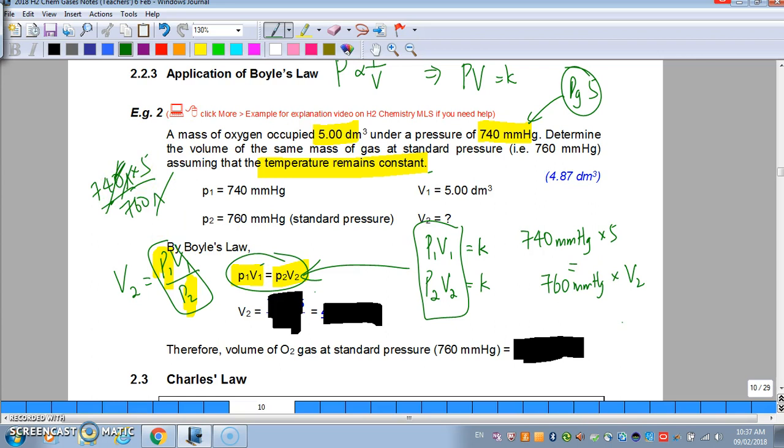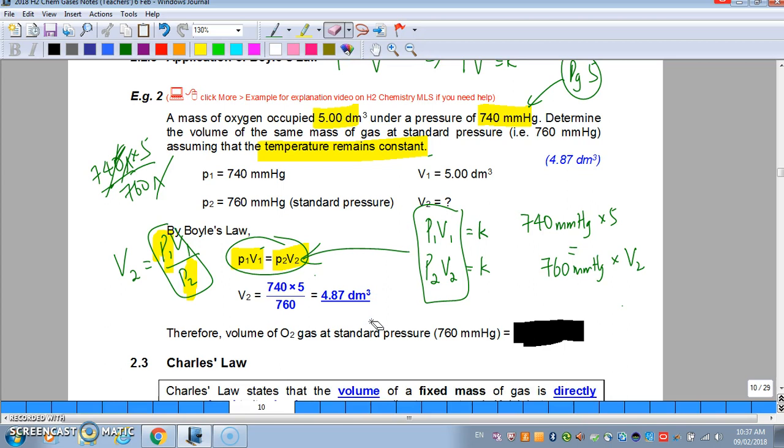Later you will see why I'm bringing this point, because for temperature you will need to change the units, and only for temperature you need to change to Kelvin as the SI unit. So my final volume here, plugging everything correctly, will be 4.87 dm cube. So that's all for question 2.